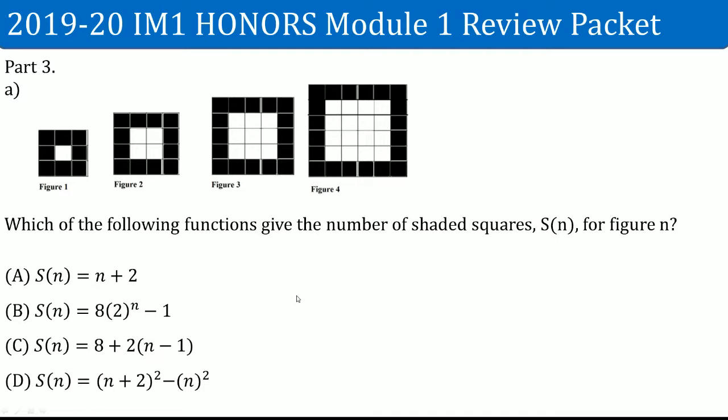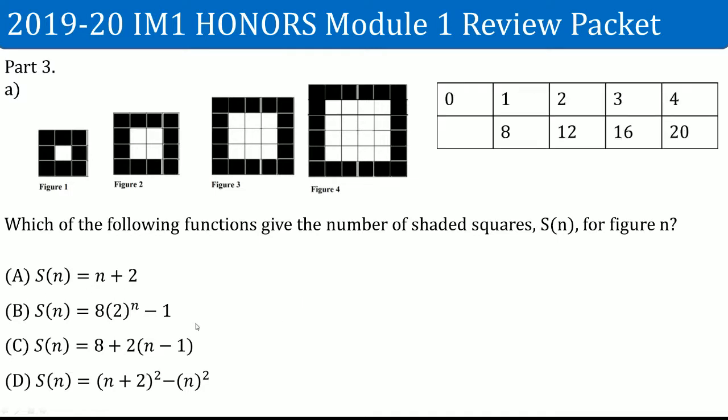So what we need to do is test out all the different solutions here. What I did first of all is put it in a chart format. For 0, we didn't know what the shade is. For 1, we know the shade is 8. For 2, the shade is 12. For 3, the shade is 16. And for 4, the shade is 20. There's multiple ways of doing this, but it looks like there is a common difference of +4 here.